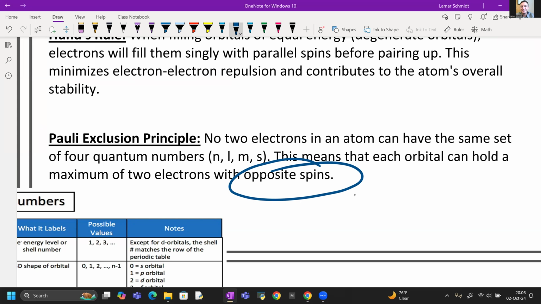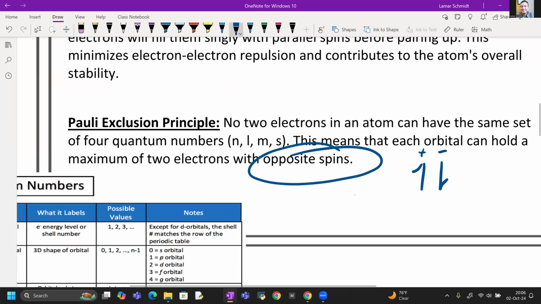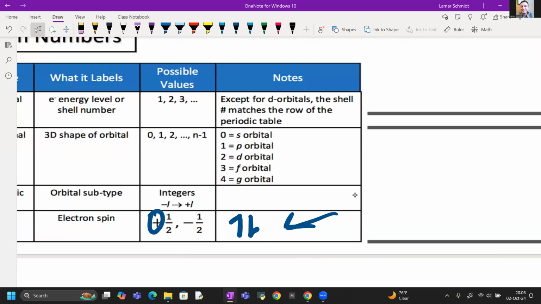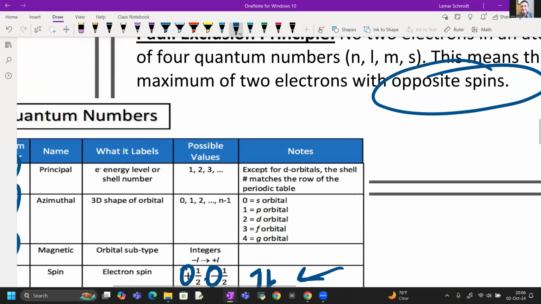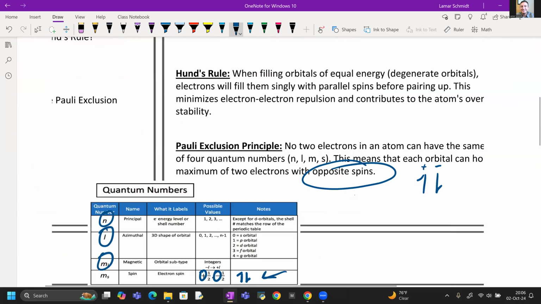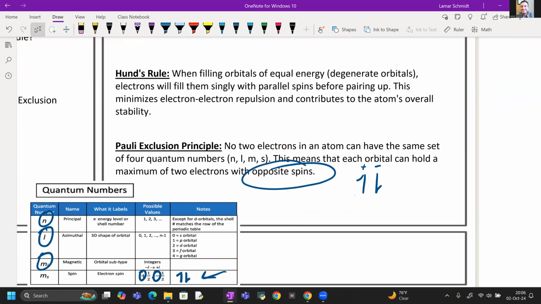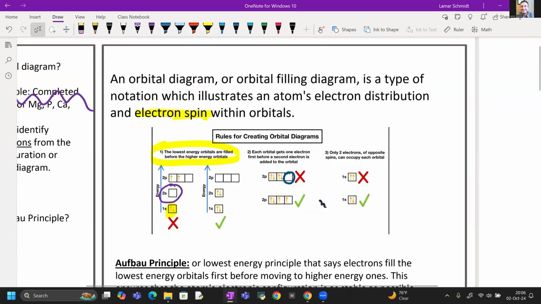Now, how do we show the spin of an electron? We already talked about that. Electrons are represented with arrows. An up arrow represents a positive spin. The down arrow represents the negative spin. And that is what we see with one of our quantum numbers, right? So we represent the positive spin with an up arrow and the negative spin with a down arrow. And we always show the up arrow on the left and then the down arrow on the right. So that's something that we see.